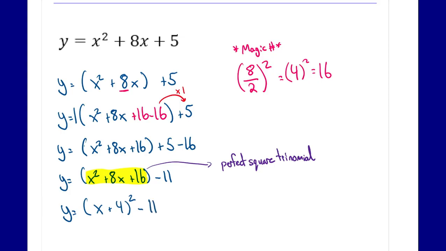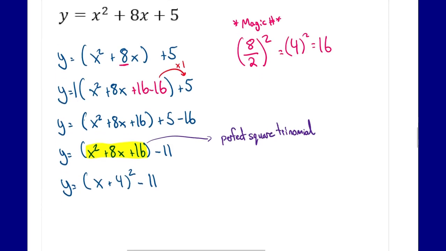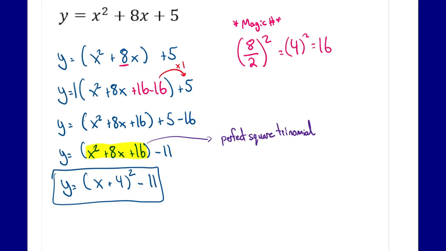Now, if we do this correctly, if we use the right magic number, this will always be a perfect square trinomial in this bracket. Right? So as long as we find the right magic number, this bracket will be a perfect square trinomial, which means that we can use that kind of shortcut. And now we have our equation in vertex form. So we can see our vertex, we can see our a value, right? So we can know the transformations, we can graph this if we wanted to, based on what we've done before.